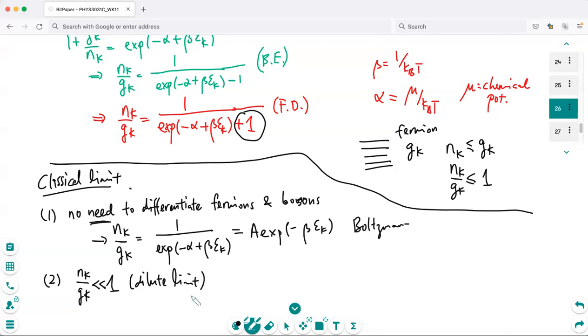And how do I get the dilute limit? I come back here. How do I make this whole thing very small? To make this very small, I need to make the denominator very large. So if this is very large, it means it's much bigger than 1. So I don't really care about 1. If it's 1 million plus 1 and 1 million minus 1, I don't care about this 1. So I can ignore the 1 and I will get the same result here. So this is another argument that maybe some of you find more acceptable.